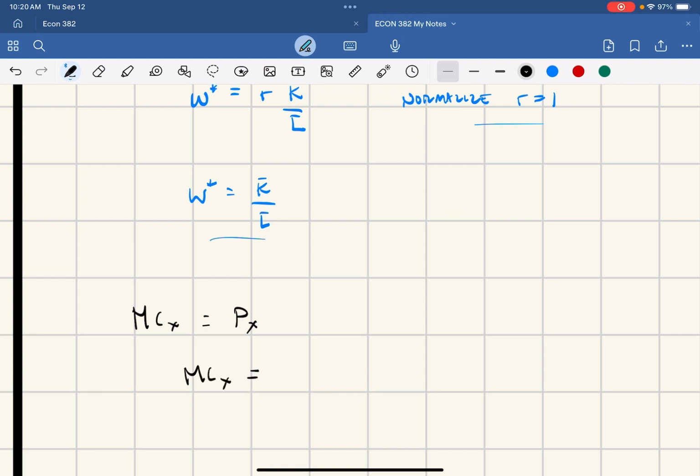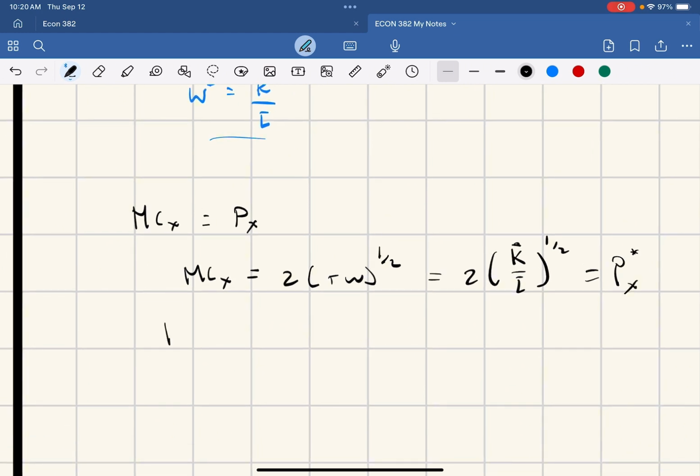But we know that the marginal cost of X is a function of R and W. And so this is simply going to break down to 2 over the ratio of the initial capital and labor to the 1/2. So if the problem gives us the capital and labor, we can then find what our optimal price is. We can do the same thing for the optimal price of Y, and it's going to get us the exact same ratio based on the example that we used.